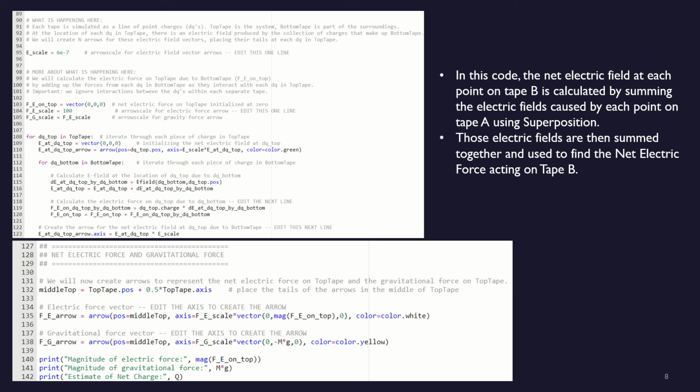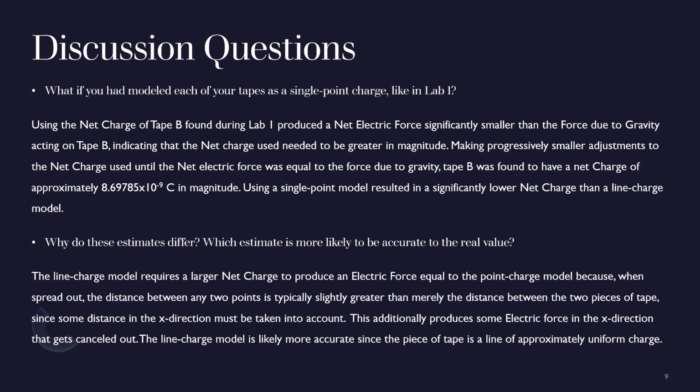That net electric force is then assigned an arrow and printed alongside the force due to gravity, allowing a comparison to be made between the two. A piece of tape floating in equilibrium should have the two forces be equal in magnitude. Using the net charge of tape B found during Lab 1 produced a net electric force significantly smaller than the force due to gravity acting on tape B, indicating that the net charge used needed to be greater in magnitude.